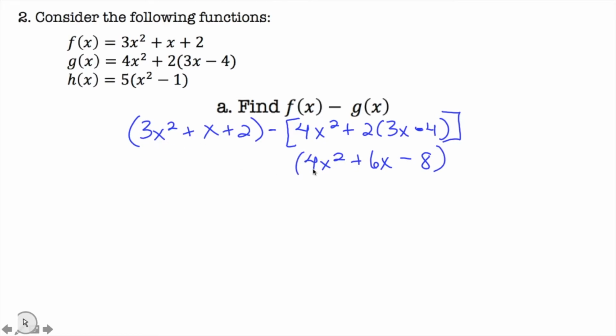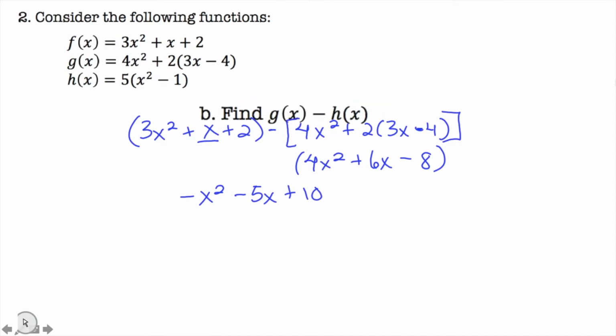So we have 3x squared minus 4x squared gives us negative x squared, and then positive x minus 6x, so that's 1 minus 6, which is negative 5x. And then we have 2 minus a negative 8. So minus a negative makes it positive. So 2 plus 8 is 10, and you're done with A.